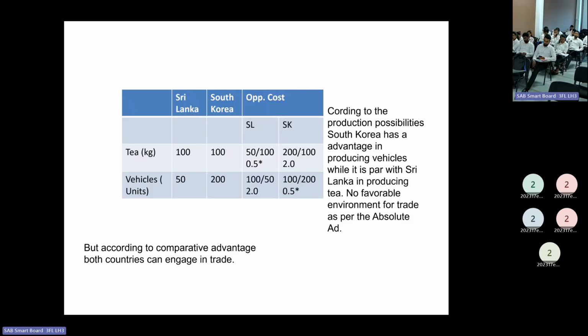Okay. Now here we have two cases, and here we take the same one but in a different way. Now we have Sri Lanka and South Korea. Sri Lanka produces tea 100 kilograms and vehicles 50 units. When it comes to South Korea, tea 100 units and vehicles 200 units. Here in this case, what happened? What can you see? Which country has absolute advantage?